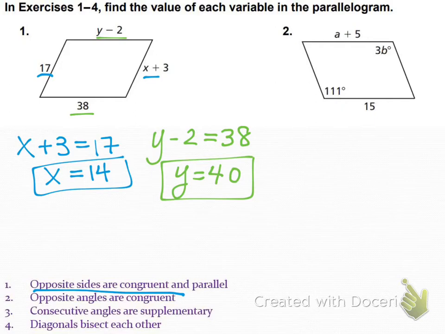Number two, do we want to find A or B first? A. Is it a side, an angle, or a diagonal? It is a side, so again, we know the sides opposite of each other are congruent. Subtract 5, and what does A equal? 10.